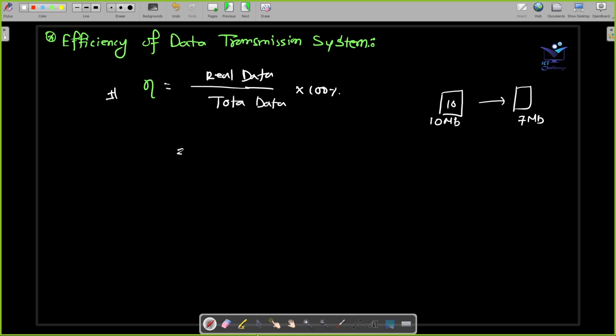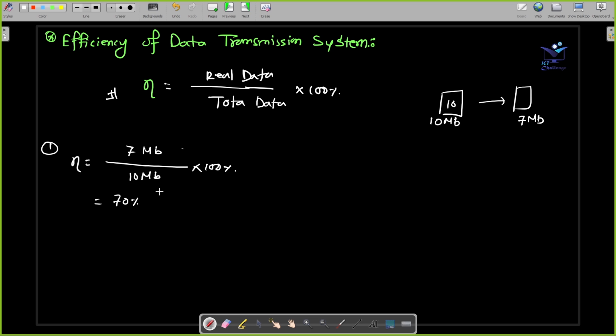So how can we measure this? At first we have to use this formula. Eta is equal to real data, which is 7 MB, what we received, and the total data is 10 MB, into 100%. So you will get 70%. So the efficiency of this device is 70%.